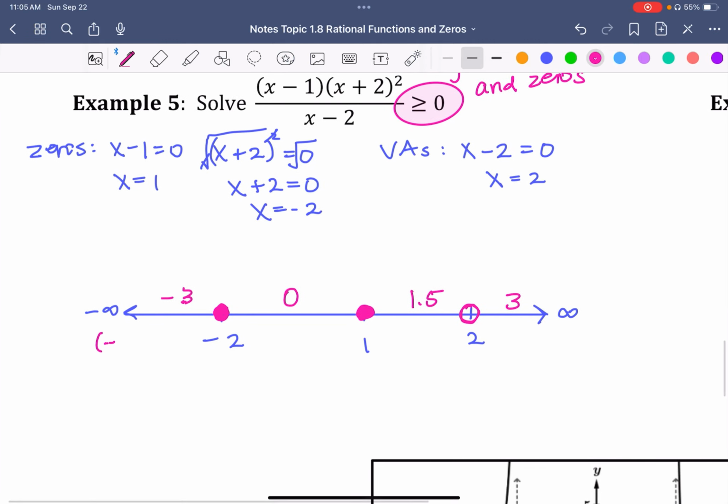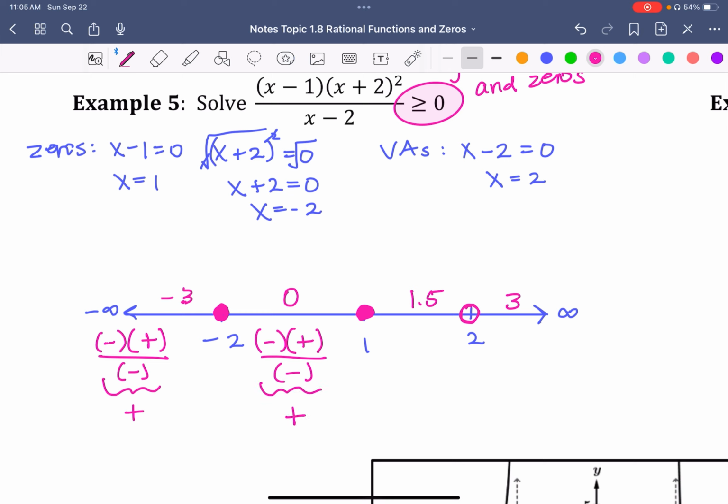-3 minus 1 is negative. A factor that is squared is always positive, and -3 minus 2 is negative. I have two negatives, which will be a positive. 0 minus 1 is negative. The one that is squared is always positive, and 0 minus 2 is negative. So this interval will also be positive.